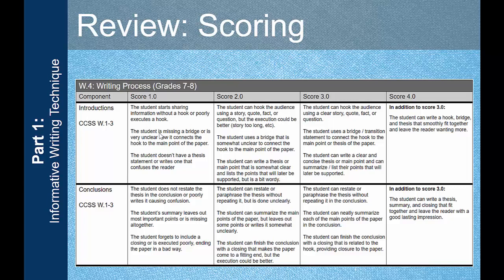Just so you're aware of how the scoring works for these pieces, you do get scored when you do writing group pieces and also on your report card for introductions and conclusions. You'll notice that when you write an introduction, I want you to be able to hook the audience using one of these strategies. I want you to be able to have a bridge between the hook and the main point. And I want you to be able to write a clear and concise, meaning not too long, thesis or main point, and you can summarize a list of points that will be later supported. So this is what I'm hoping you can be able to do by the end of the school year.